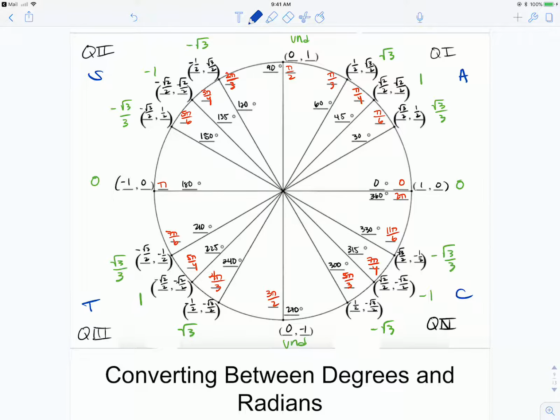Okay, so all of the values of tangent, all the points around the unit circle, and all the angle measures in radians and degrees you need to memorize.